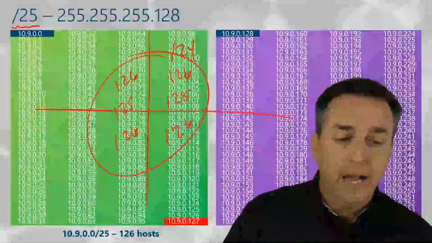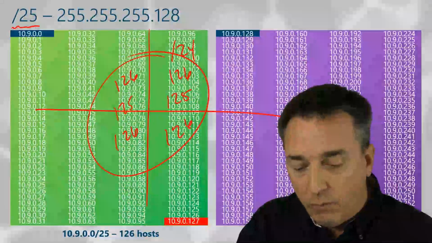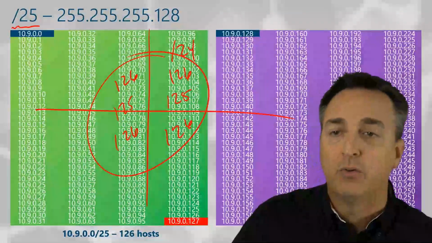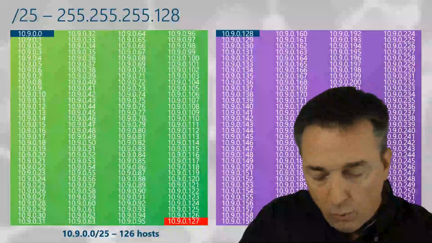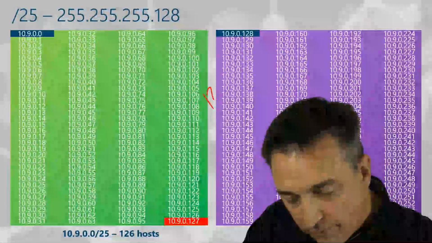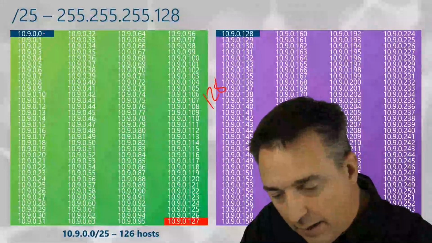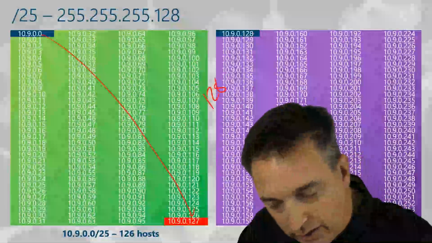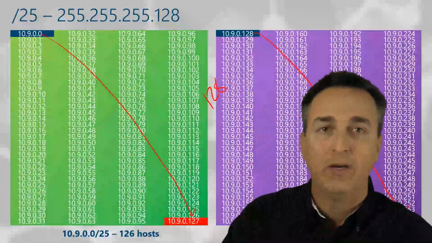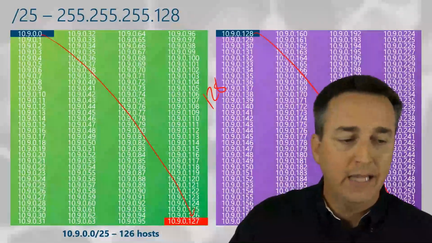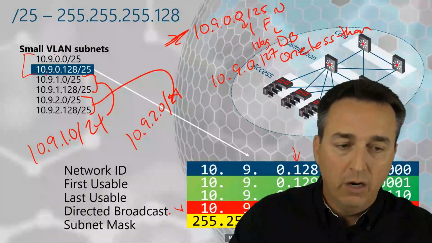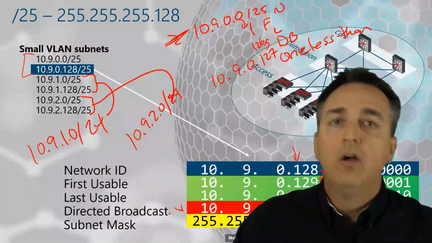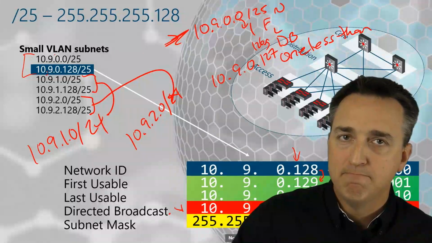So we go back to here now. What are we counting by? What are we progressing by if we are a /25? We're counting by, or progressing by, the number 128. Counting by 128: 0 to 127, 128 to 255, 128. We can kind of see that progression here as well. If you look at this, 0, 128, 0, 128, 0, 128. You see that?